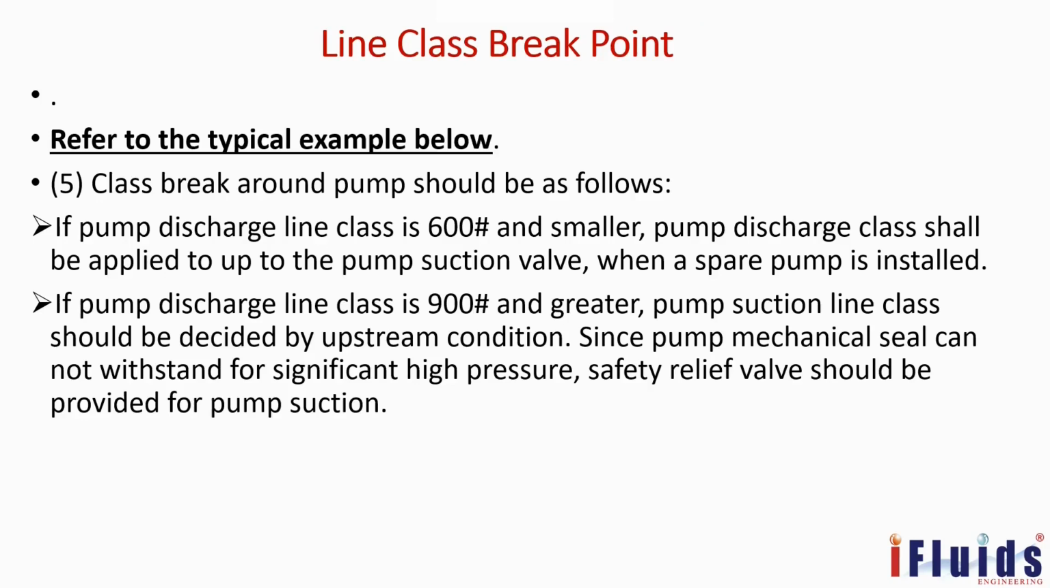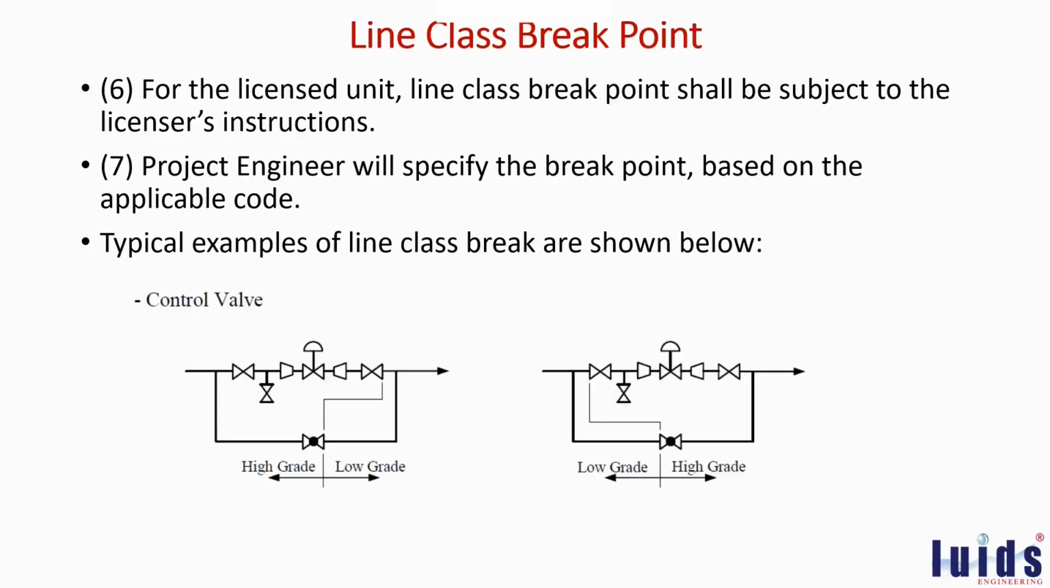Same measure, a safety relief valve should be provided for the pump suction. In the case of a higher discharge line, 900 and above, we should not put the same 900 in the suction line because there are soft mechanical seals. They will be damaged. That's why we consider the upstream condition and accordingly put the line class. But we have to keep a safety relief valve in the pump suction always because our discharge line is of higher rating. That's why we need to put a safety relief valve in the suction line. There are some licensed units also. The licensor may mention what the line break is.